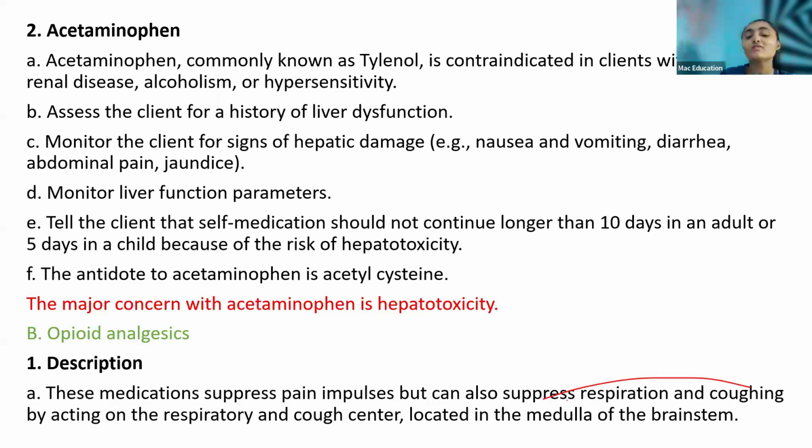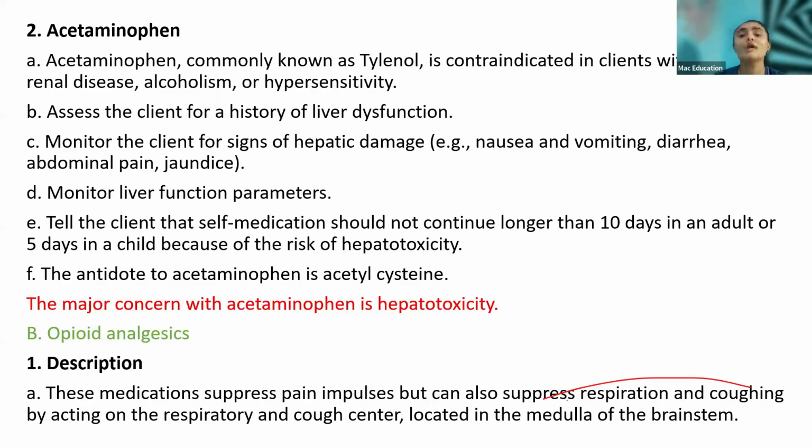The antidote for acetaminophen is acetylcysteine, N-acetylcysteine. If the patient has an overdose of acetaminophen, what is the antidote? Acetylcysteine. Yes, acetylcysteine is the antidote. You have to remember this also. The major concern with acetaminophen is hepatotoxicity, as acetaminophen is hepatotoxic. Okay, so this is about non-opioid analgesics.